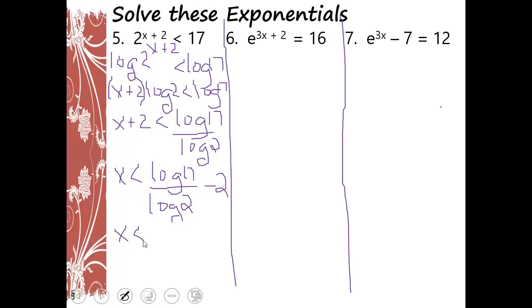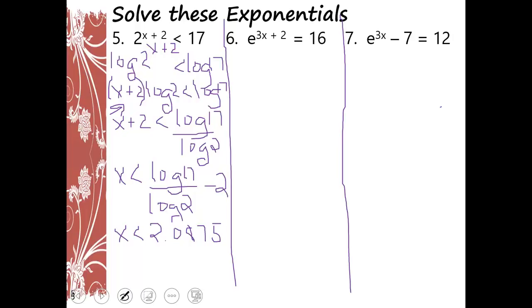And when you put that into your calculator, you get a nice decimal: x is less than 2.0875. Now, up here, notice I could have distributed. I would have gotten the exact same answer. Hopefully you can read that. I'm trying.